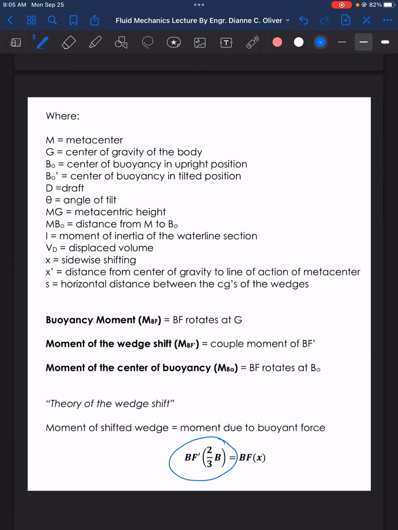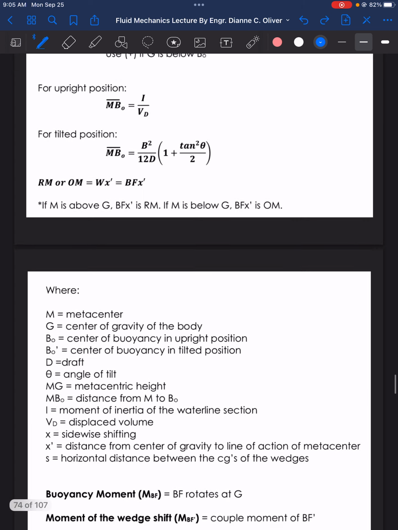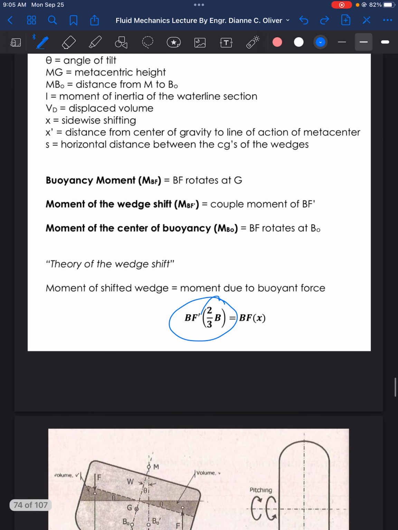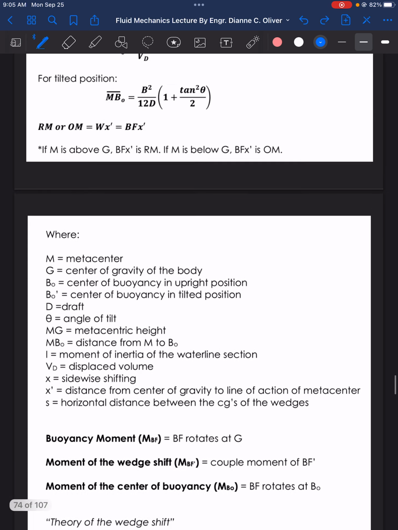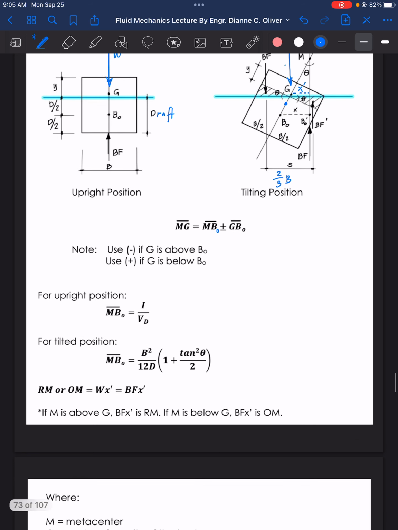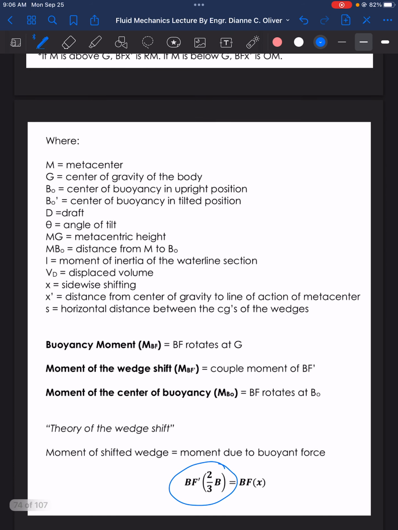Whereas our BF prime, so what's our BF prime here? BF prime is the value of the buoyant force on one of the wedges. There are two wedges here, but we will take only one buoyant force, which is the submerged one. And then S, the distance of the two wedges, is equal to 2/3 of B, or 2/3 of the base. So that's the theory of the wedge shift.